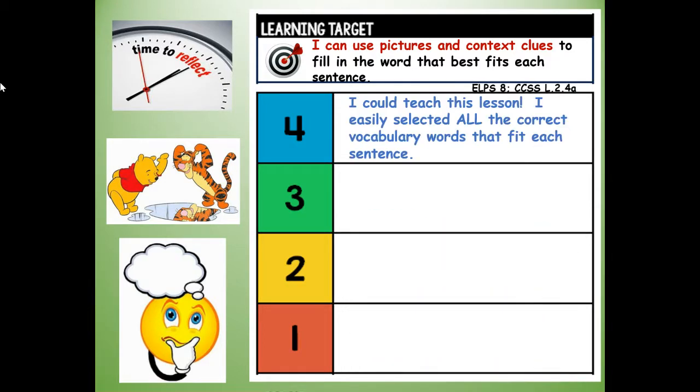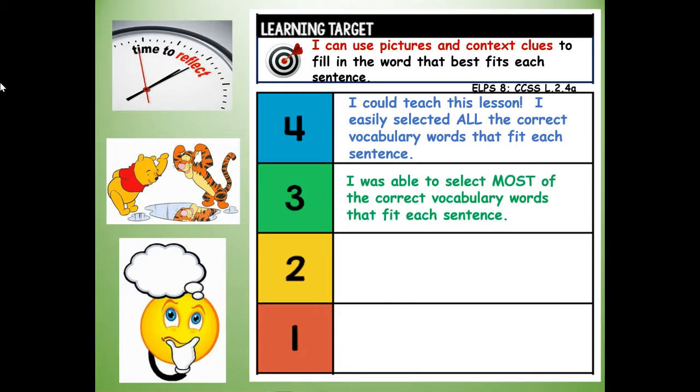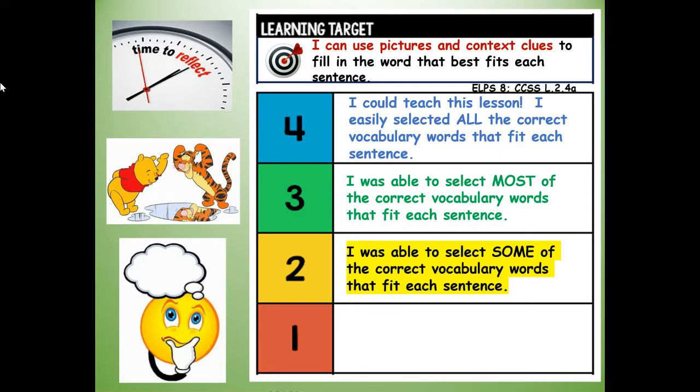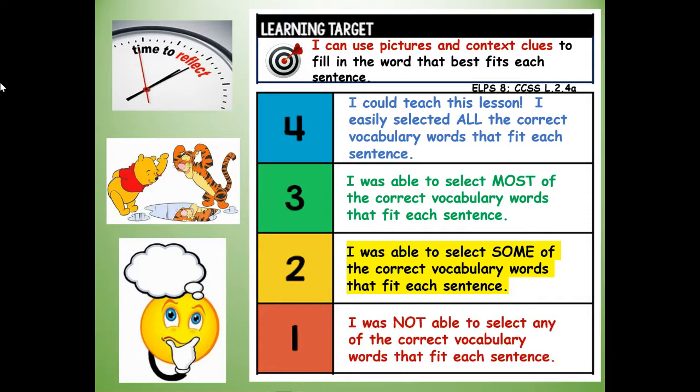Would you give yourself a 4? I could teach this lesson. I easily selected all the correct vocabulary words that fit each sentence. Or a 3? I was able to select most of the correct vocabulary words. Or a 2? I was able to select some of the correct vocabulary words. Or a 1? I was not able to select any of the correct vocabulary words. How do you think you did? 4, 3, 2, or 1?